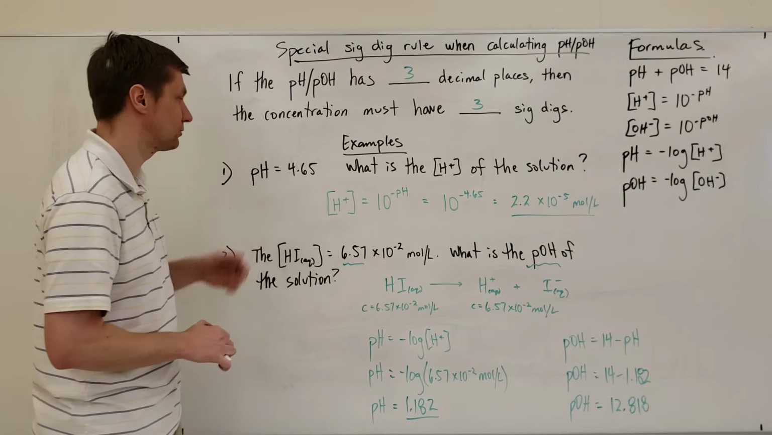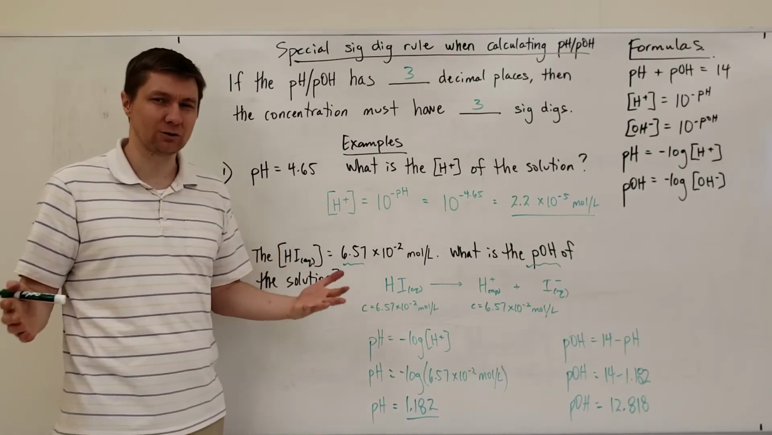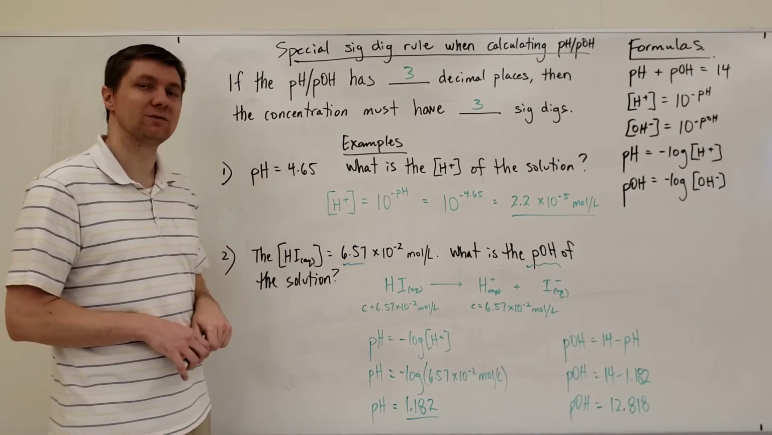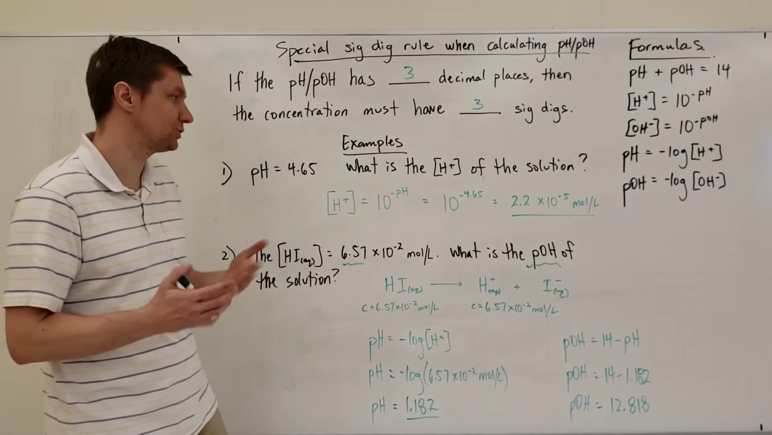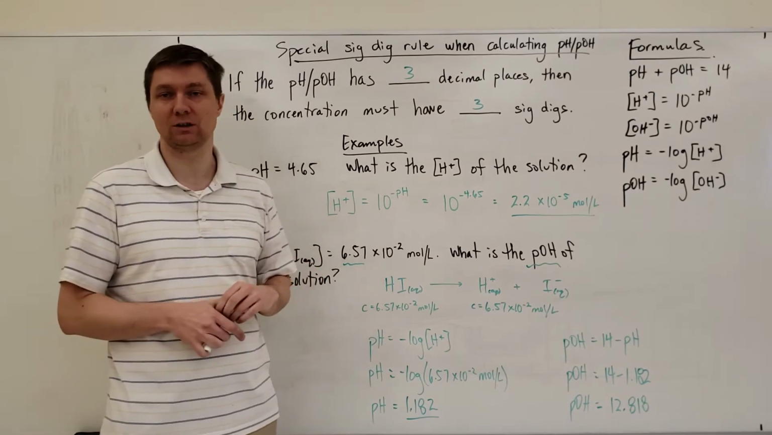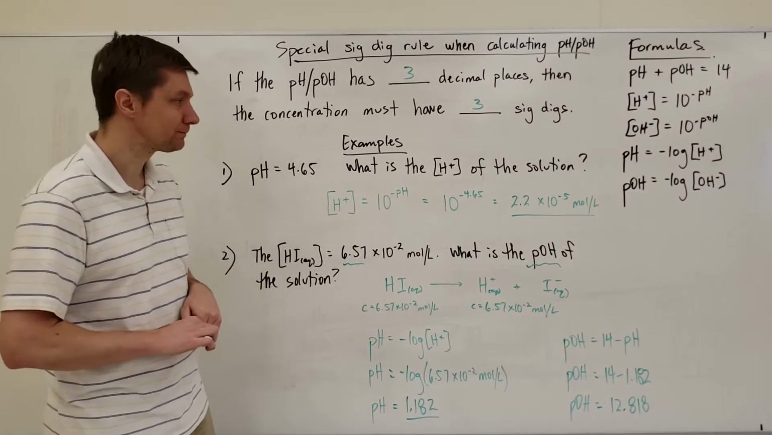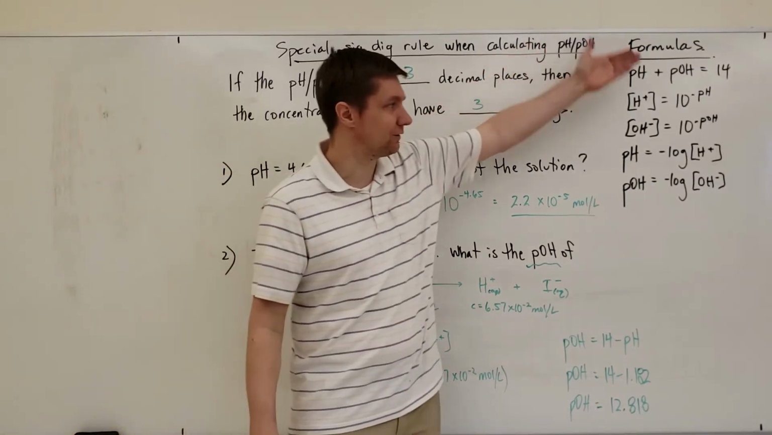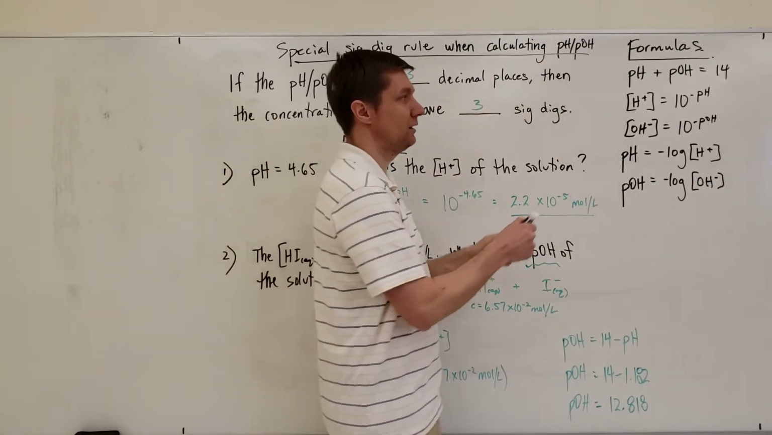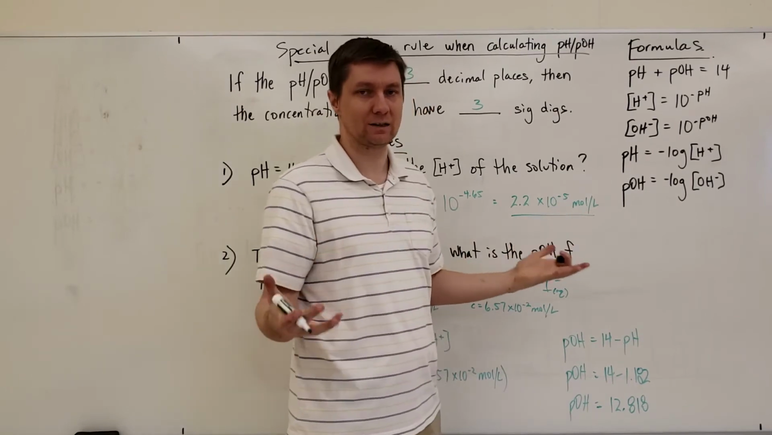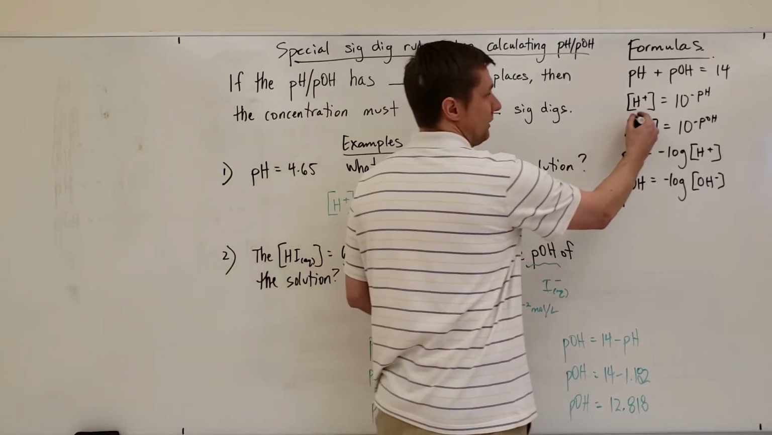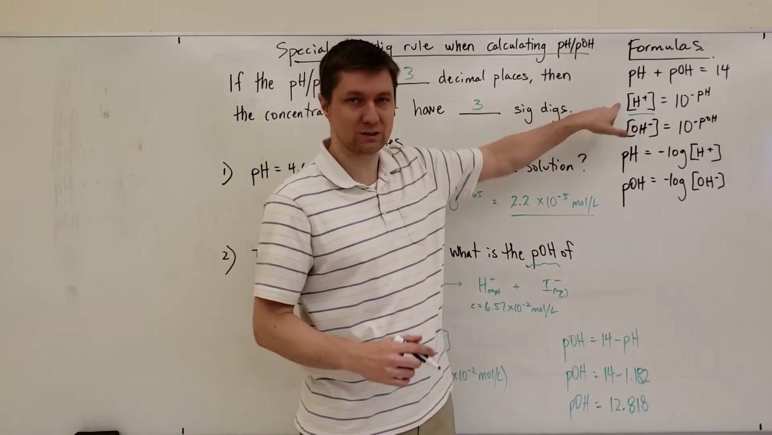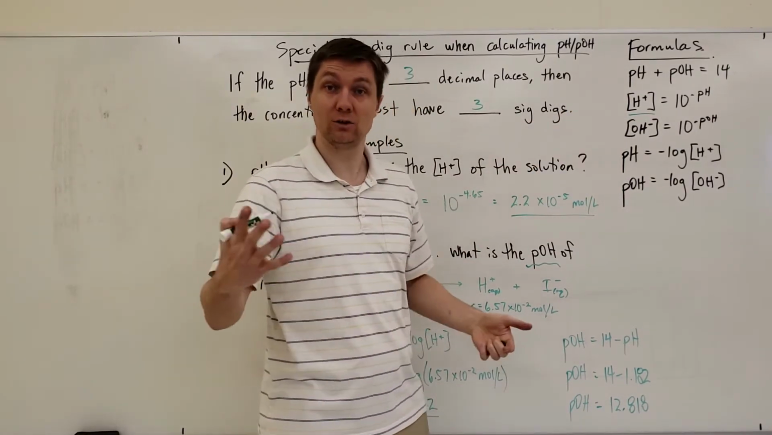So if you take a look at this first one right here, it's a very simple calculation where we're given a pH of 4.65 for a particular solution. And the question is simply asking, what's the H plus concentration for this solution? Anytime that you're asked to calculate something, come over here to your list of formulas and just identify what it is that you're being asked to calculate. For this question, I'm being asked to calculate H plus. So I'm going to find the formula that says H plus is equal to, and use that one.